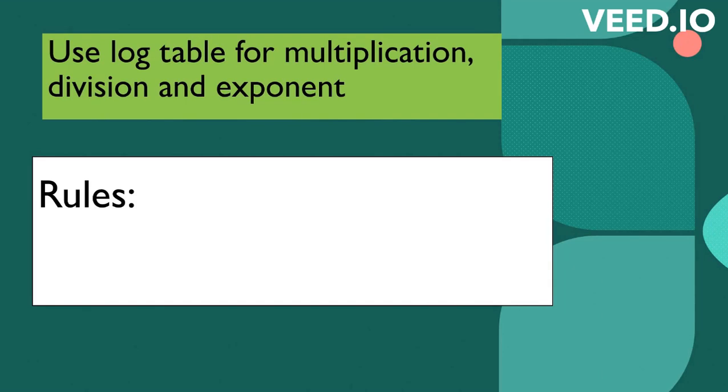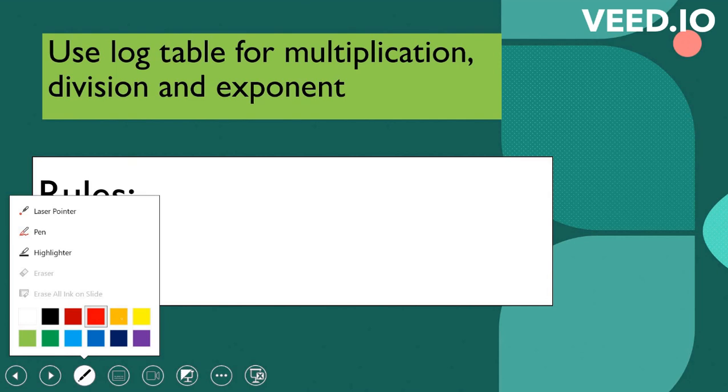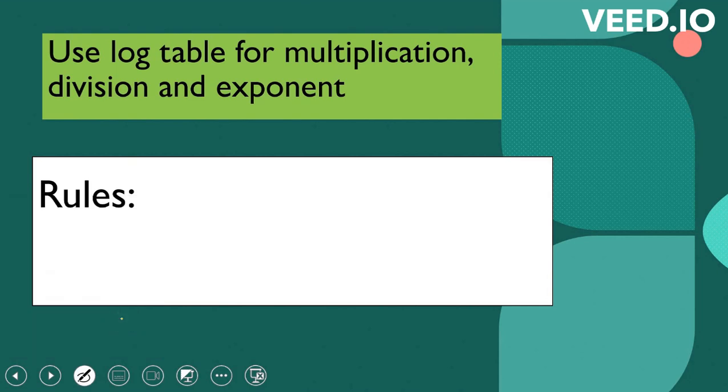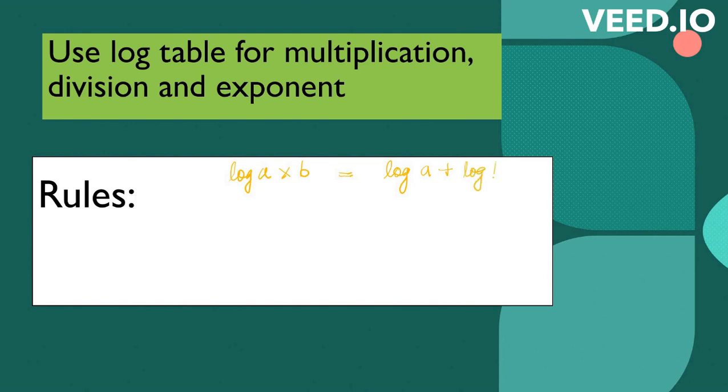Once you become an expert in finding the log and the anti-log value for any number, it is easy for you to solve any type of multiplication, division or exponent number. Before we go deep into that, there are some rules for it. For example, suppose there is a multiplication, log of a times b. It is nothing but log a plus log b.